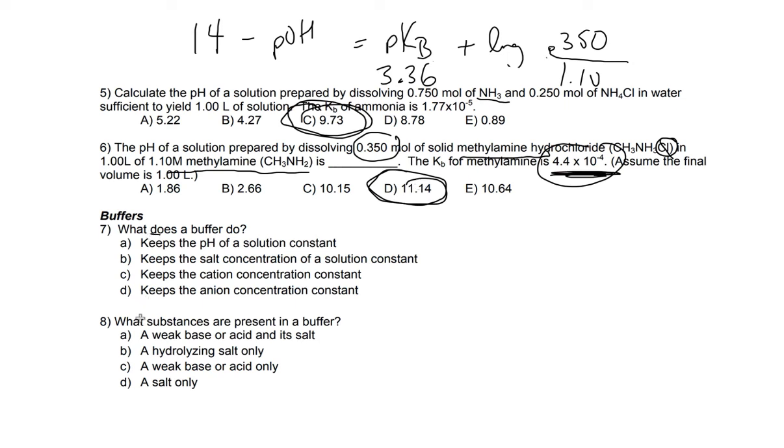The idea of a buffer basically is trying to resist changes in pH. So a buffer keeps the pH of a solution constant, or makes it change very, very little. What substances are present in a buffer? It's an acid and a base, and a salt, which remember just means it's going to be its conjugate base or its conjugate acid, because that's what makes a buffer system. So a buffer system has to have a weak acid and its conjugate base, or a weak base and its conjugate acid, to resist changes in pH.